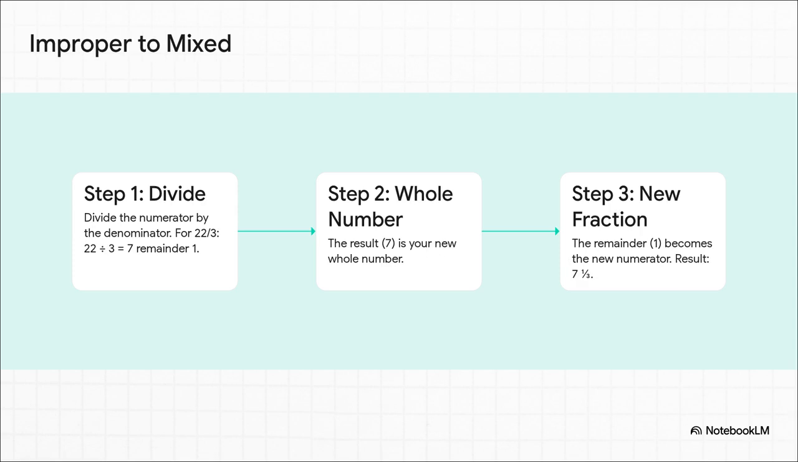To convert a top-heavy fraction like 22/3, you just divide the top by the bottom. So how many times does 3 go into 22? It goes in 7 times with a remainder of 1. The main answer, 7, becomes your new big whole number. And the remainder, which was 1, becomes the new top number of your fraction. So 22/3 is exactly the same as 7 1/3.